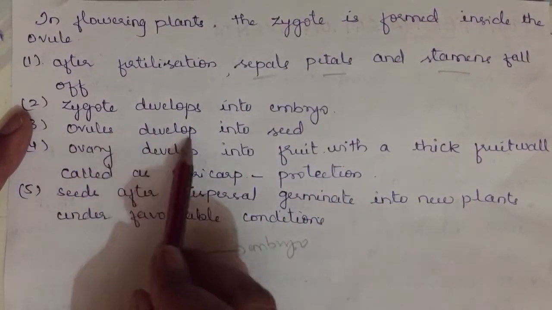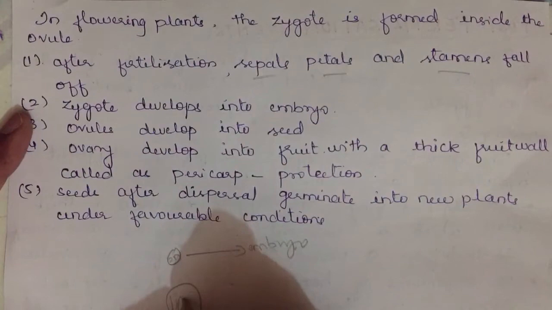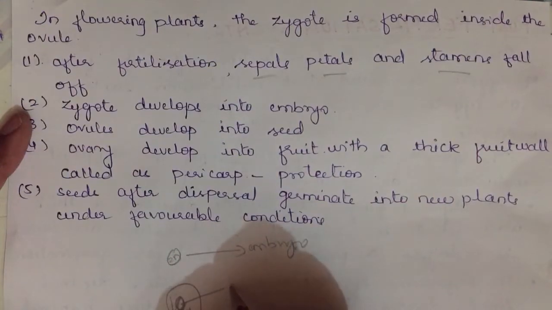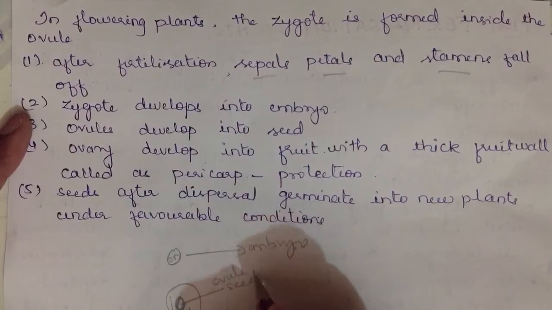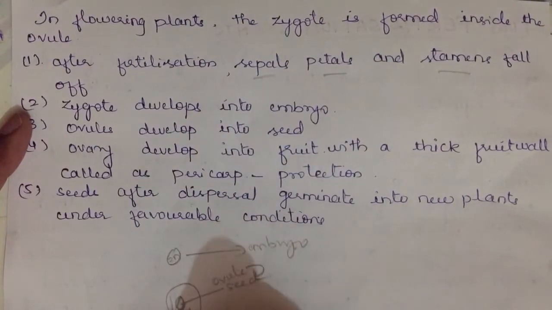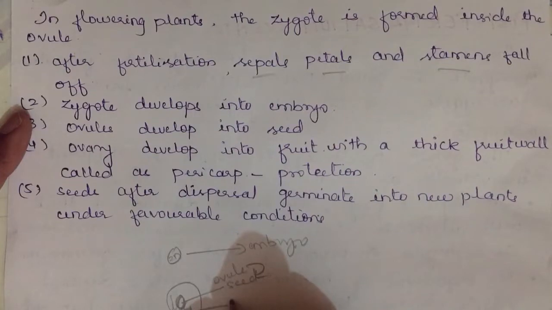Ovules develop into seed. If you remember the ovule, we draw something like this. This one, the center one, the ovule, will develop into a seed after fertilization. Then this is the ovary. Ovary will develop into fruit.